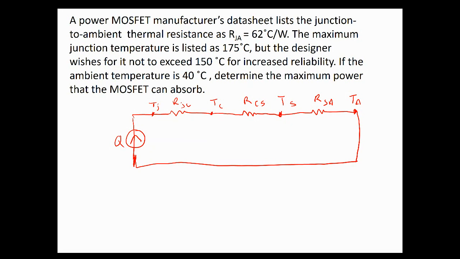All right, so they tell us that R_JA is equal to 62 degrees per watt, and the junction temperature is 175 degrees Celsius. But you don't want it to go over 150 degrees Celsius, because you want to keep it working as normal. And the ambient temperature is 40 degrees Celsius. Can you work this out? This is what you are being asked to find.